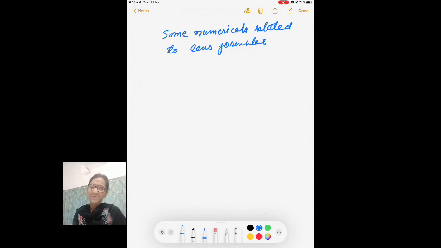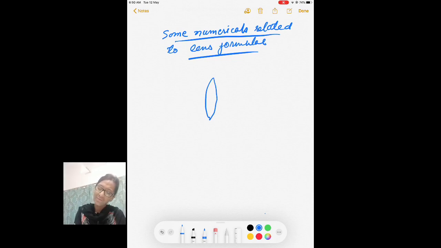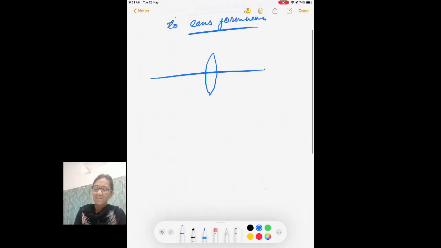So today we are doing some numericals related to the lens formula. So we know that we have two kinds of lenses, convex lens. Let me clear some points that for a convex lens, this is a lens with surface coming outside, bulging outside. This is called convex lens.